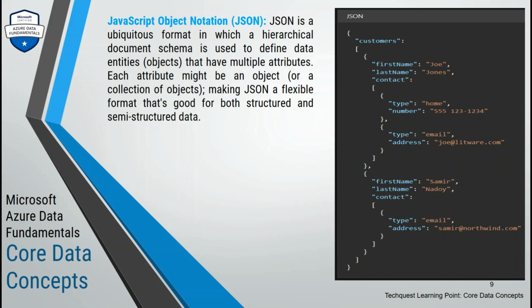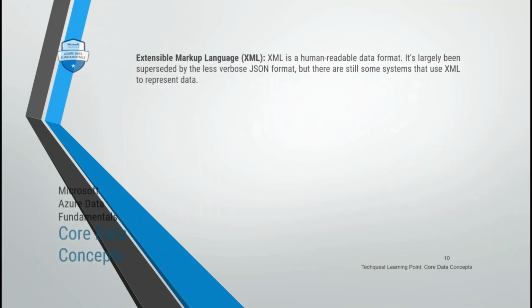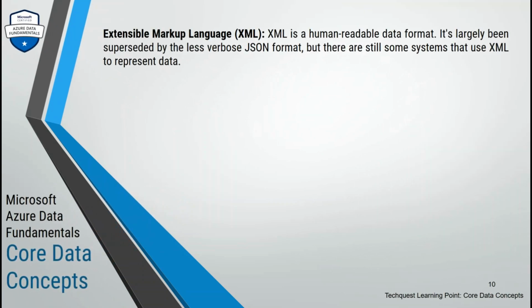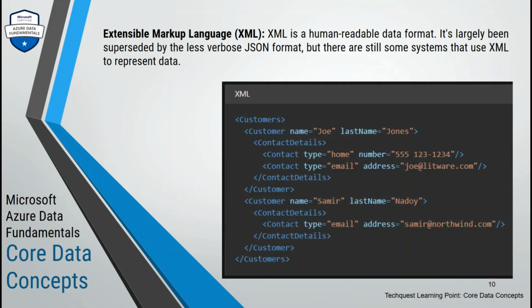Extensible Markup Language, XML. XML is a human readable data format. It has largely been superseded by the less verbose JSON format, but there are still some systems that use XML to represent data. XML uses tags enclosed in angle brackets to define elements and attributes.